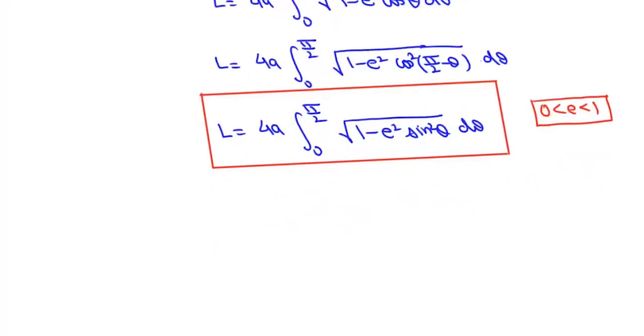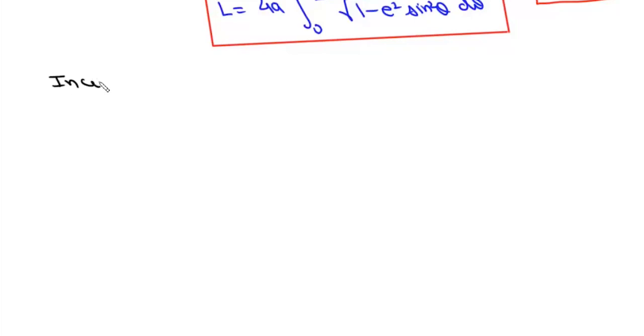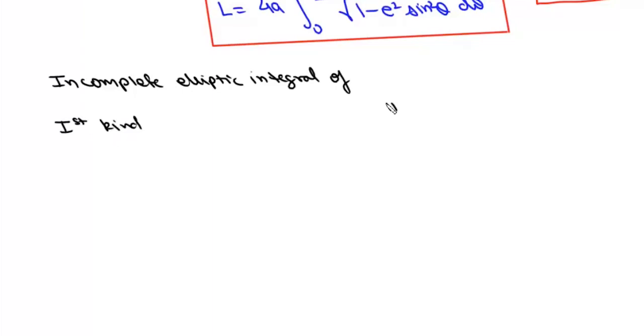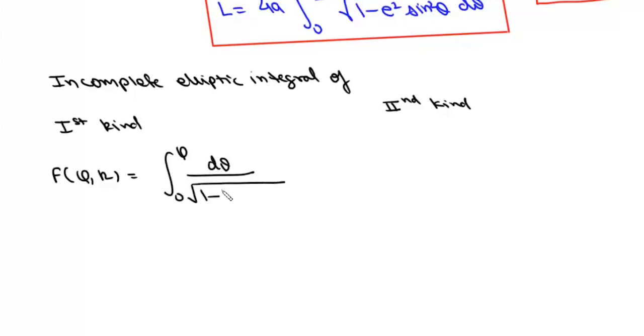Now when we say incomplete elliptic integrals, we have the incomplete elliptic integral of first kind and the incomplete elliptic integral of second kind. Now in the first kind, we have this function of two variables, say phi and k, and we write this as this integral from 0 to phi d theta upon under root of 1 minus k square sine square theta.